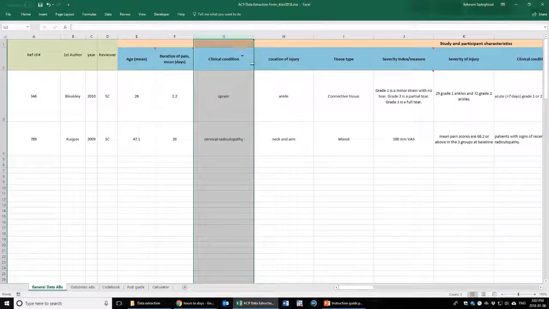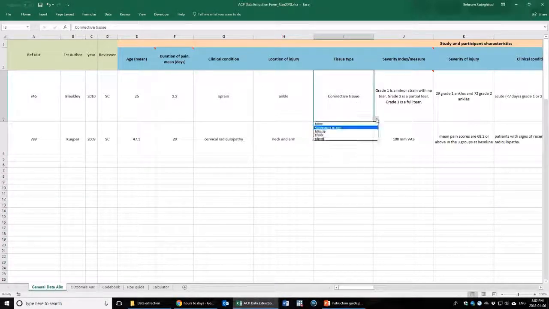Then note the clinical condition, the location of the injury, and the tissue type. Tissue type is a drop-down menu. Your options are bone for fractures, connective tissue for things like strains and sprains, muscle, nerve, and mixed.